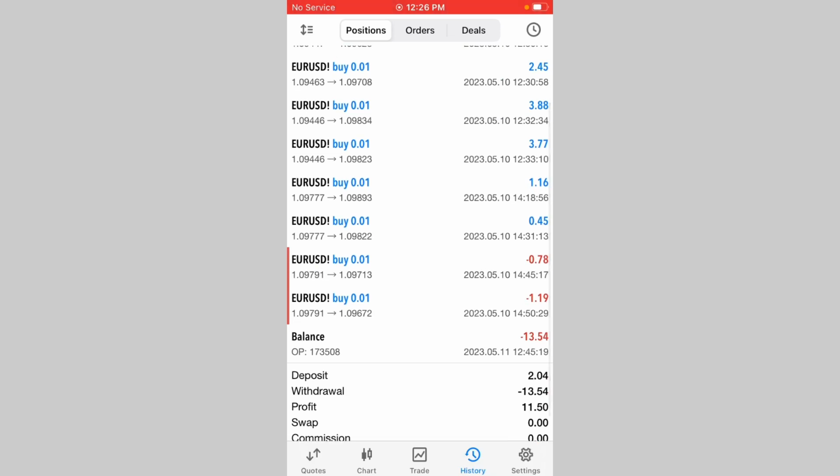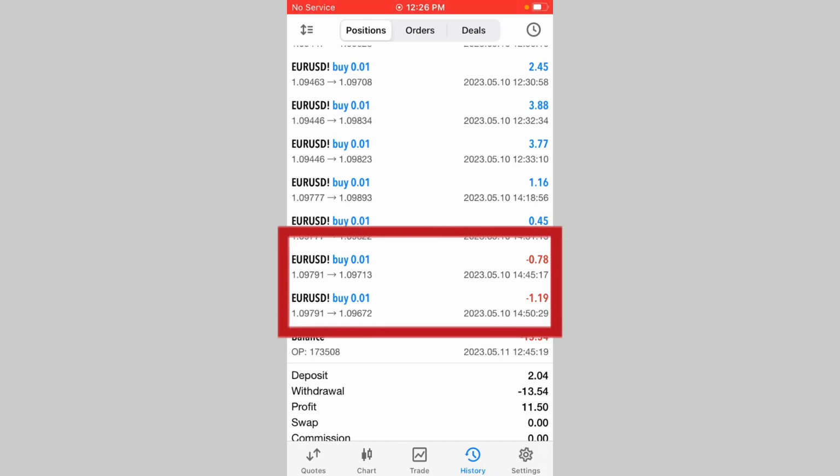Because of these two losses, this is what I was talking about: you always close partial profit. These 2 positions, this EURUSD, the first one 0.01, with a loss of minus 0.78 and a loss of minus 1.19, was a little loss that turned this money.